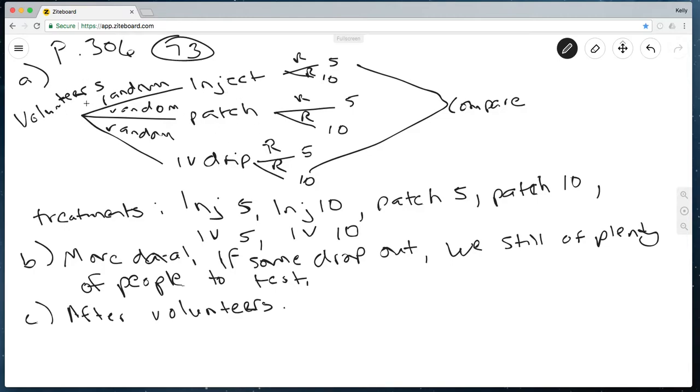So right after volunteers, you would draw 2 lines, and one would be men and one would be women, and from the men, they would get inject, patch, IV, and you would continue. And from women, we'd basically repeat this whole diagram again. So this diagram would show up twice, one for men and one for women. So after volunteers, we would insert men and women. Is this a treatment variable or a block?